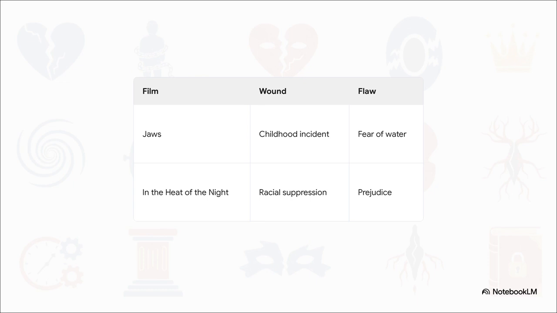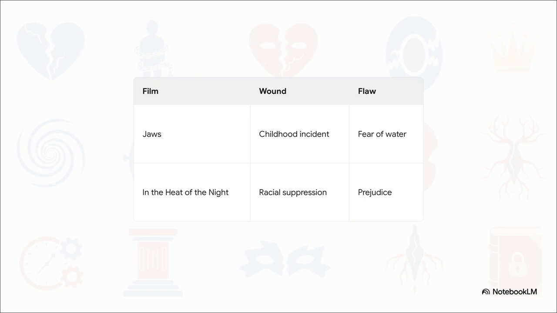The detective, Virgil Tibbs, carries a deep prejudice against white people. Why? Well, not because he's a lesser man, but because the historical wound of racial suppression has taught him, with painful accuracy, that this is just how the world works. His flaw limits his ability to trust, clouding his otherwise brilliant investigative instincts. The story is going to force him to examine it, but that flaw is deeply, firmly grounded in his own lived history.